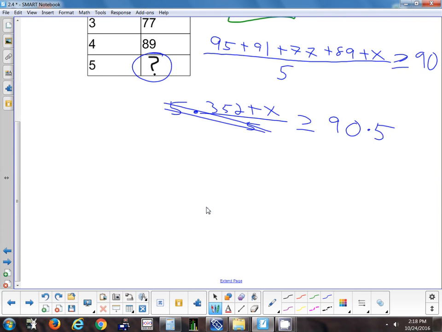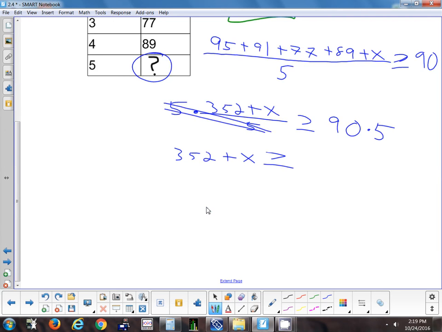So now we've got 352 plus x. Should I flip my inequality, Ashley? Yeah. Why? What's the rule? When do you flip it? When it's a negative. When you multiply by a negative. Yeah. But what number did I multiply by? Just a positive 5. So, are we going to flip it? No.